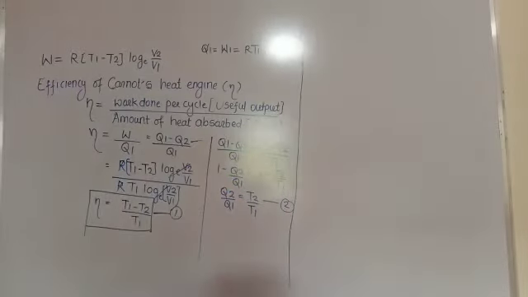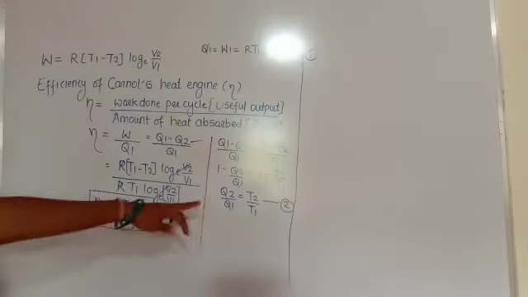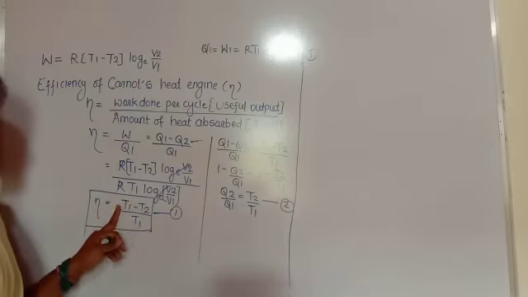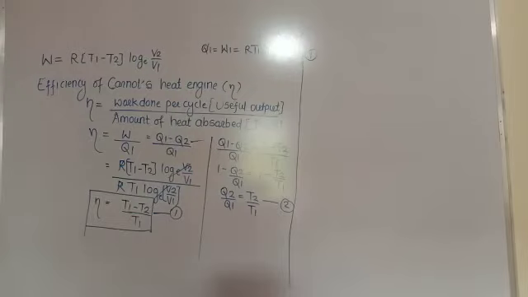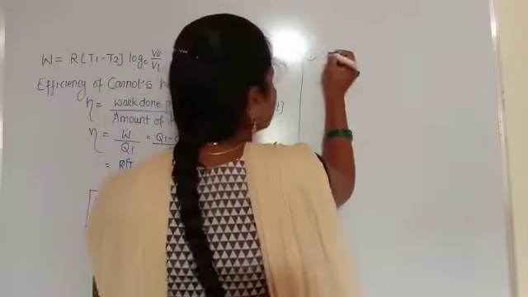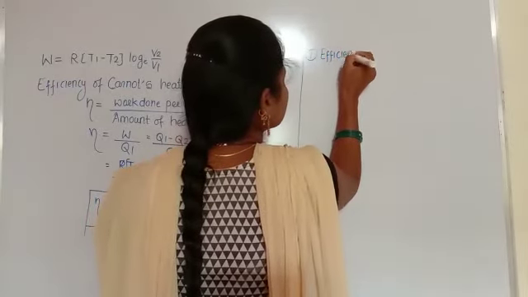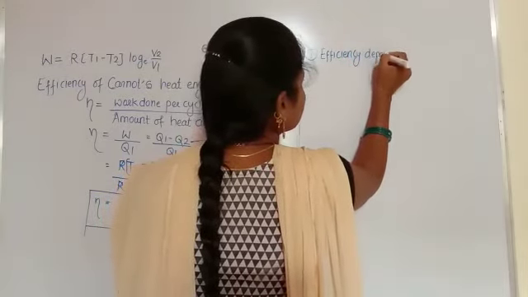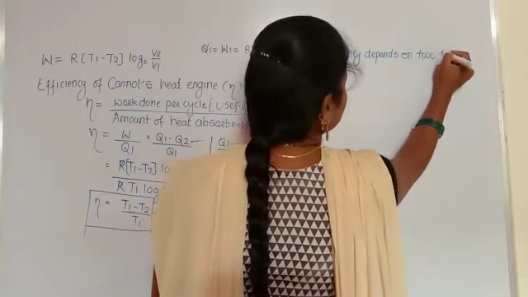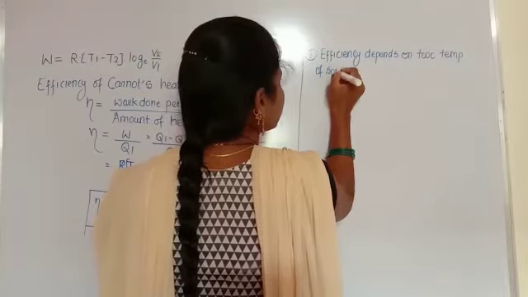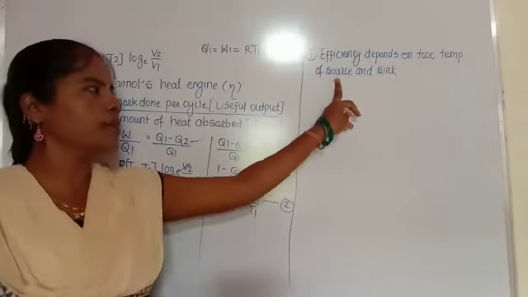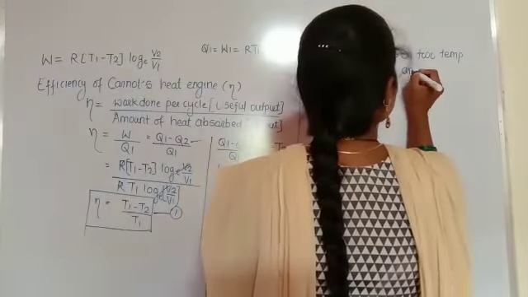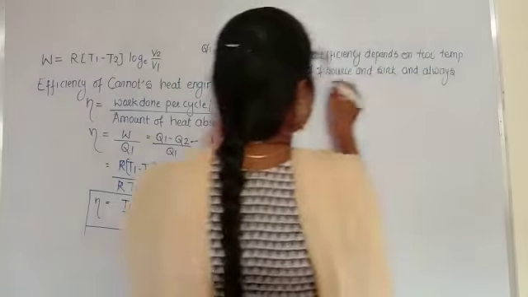From these equations we conclude, if we observe them, there are some observations. First observation: the efficiency eta depends only on the two temperatures, the temperature of the source and the temperature of the sink. Since Q2 by Q1 is equal to T2 by T1, the efficiency of the heat engine depends only on the temperature of the source and the sink, and is always less than unity.